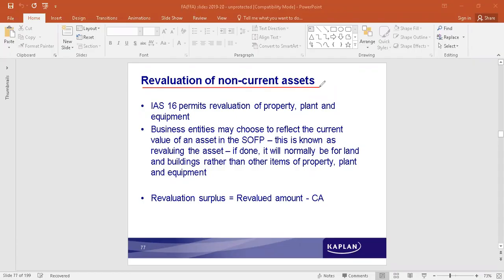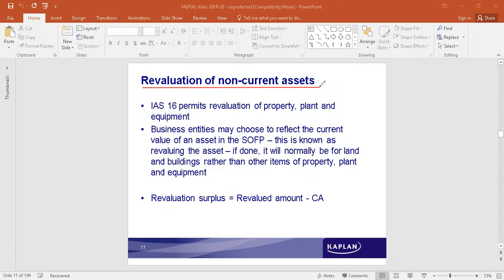Or in case of others like plant, equipment and all, because of technological changes, there could be obsoleteness, or they may become outdated. So when the assets are to be disposed of, this is not the same value that would be realized as it is accounted in the books of accounts. So the books of accounts show some value which is not the value that can be realized because of so many reasons. In that case, revaluation of the non-current assets takes place.